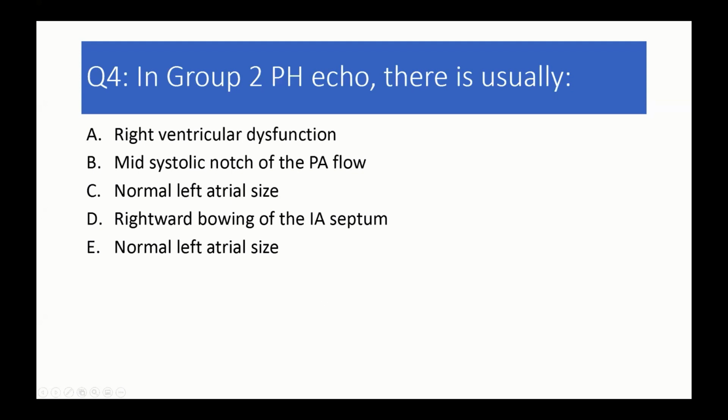Now, one more question for the brave souls out there. So in group 2 pulmonary hypertension echo, there usually is which of these? Group 2, so we're talking about pulmonary hypertension secondary to cardiac disease. Right ventricular dysfunction, mid-systolic notch in the PA flow, normal left atrial size, right bowing of the interatrial septum, or a normal left atrial size.